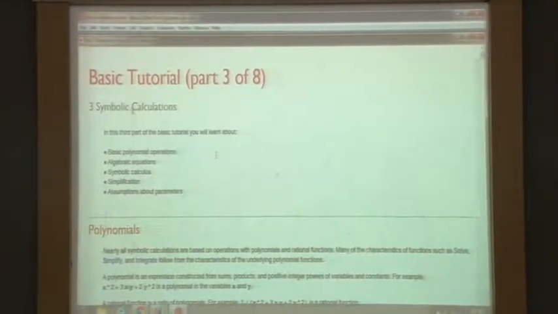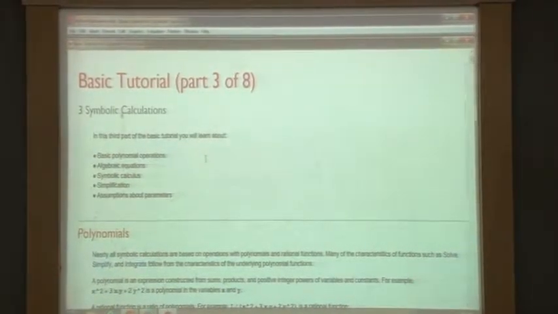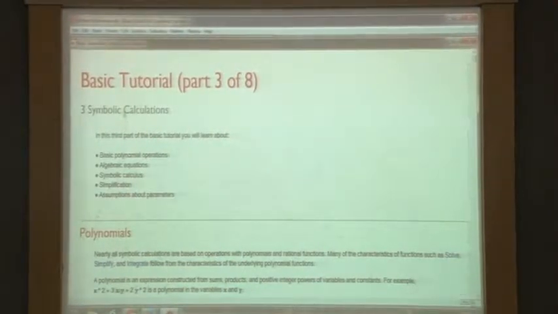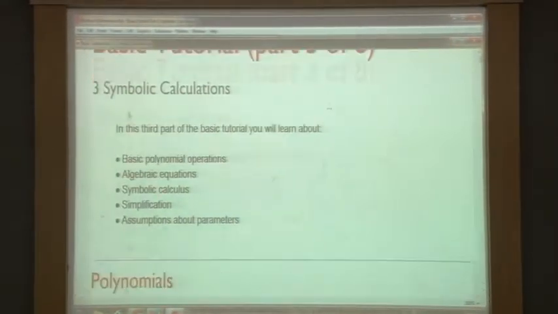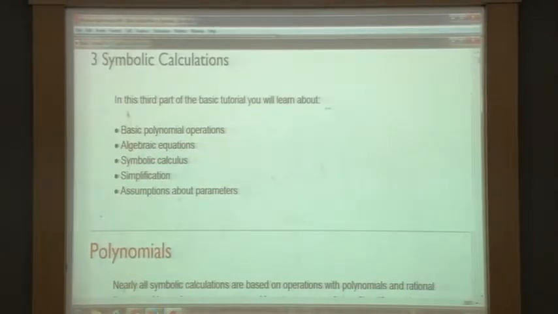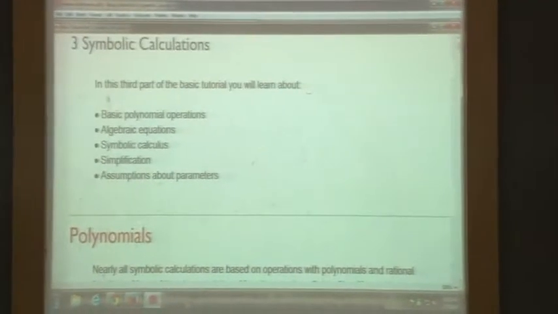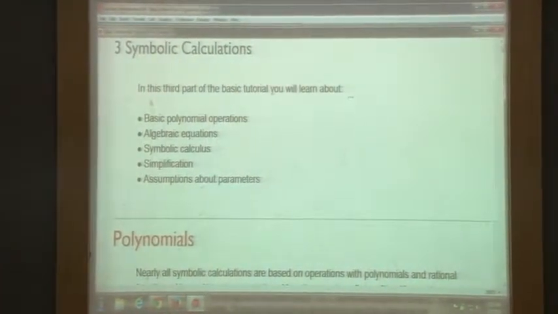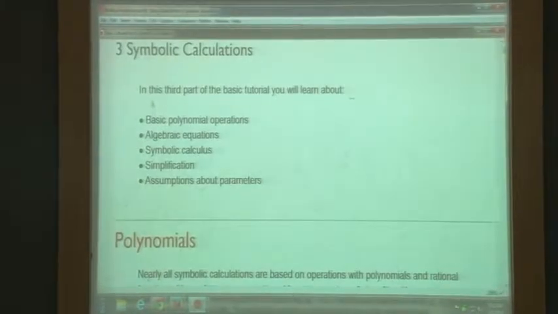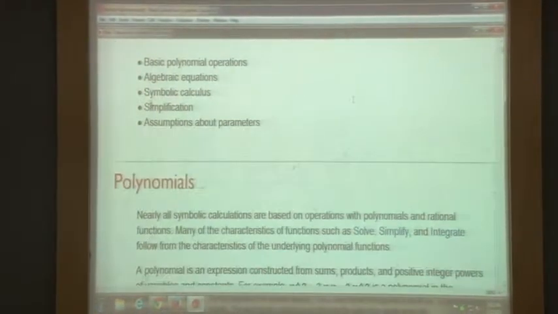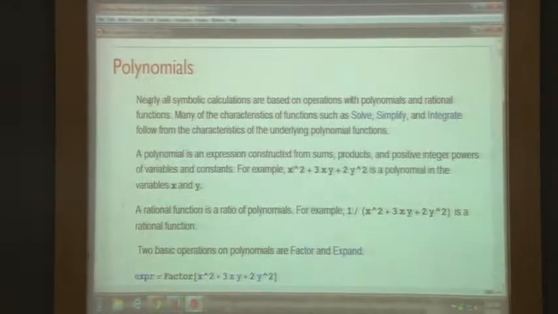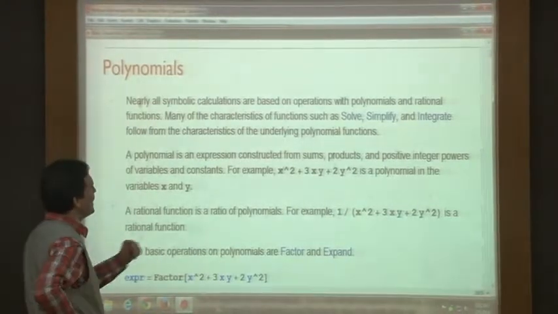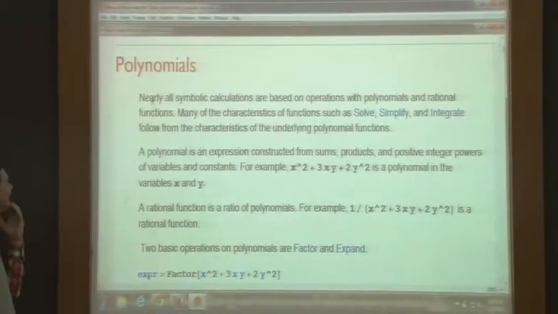Okay, all right. So let's start with symbolic calculations. Let me make this bigger. In this case, we are going to discuss just basic polynomial operations, algebraic equations, a little bit of symbolic calculus and simplification. So we're going to start with polynomials. And whenever we have polynomials, we are lucky because those are the easiest ones to solve most of the time. So we can use solve, simplify, integrate.